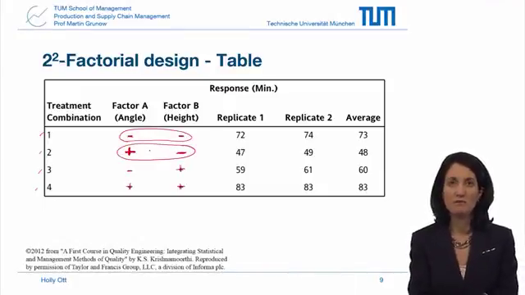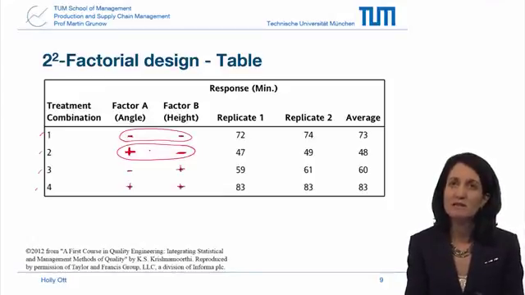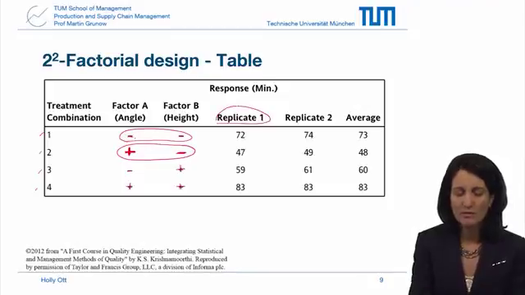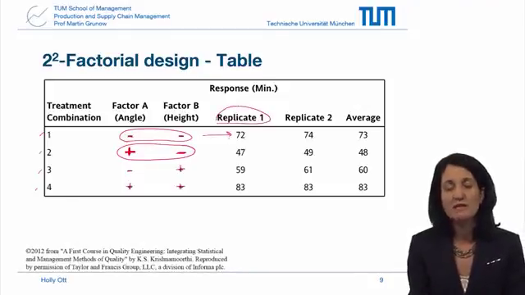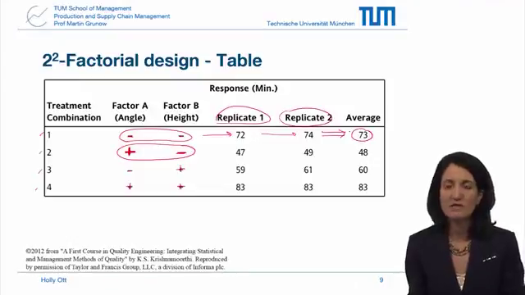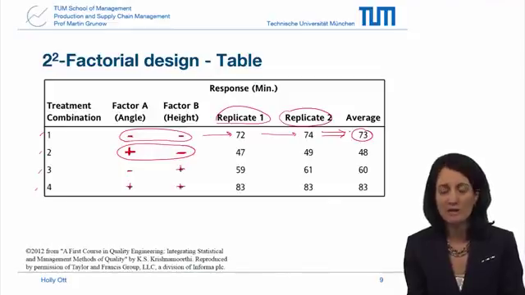Now, in addition, the experimental design recommends that 2 trials be run at each treatment combination to obtain 2 replicates. That's what we show here. So, for treatment combination 1, when both factors are at a low level, we run the experiment once and we get the value 72 minutes. We run it again and we get the value 74 minutes. The results of these are then averaged. The average is 73 minutes. And the averages will be used as the response from the treatment combination.